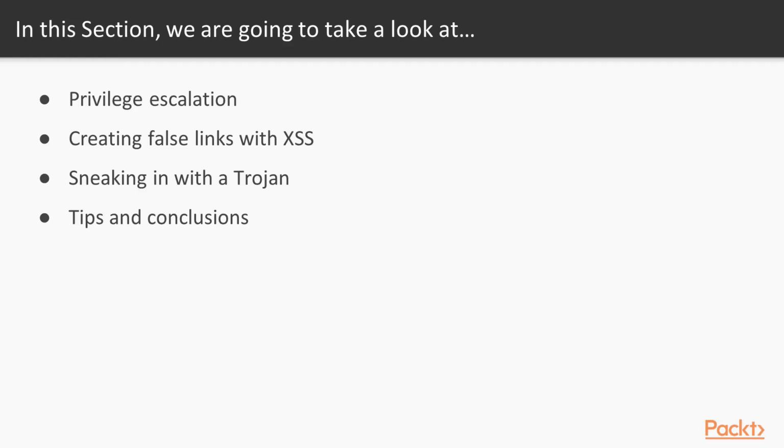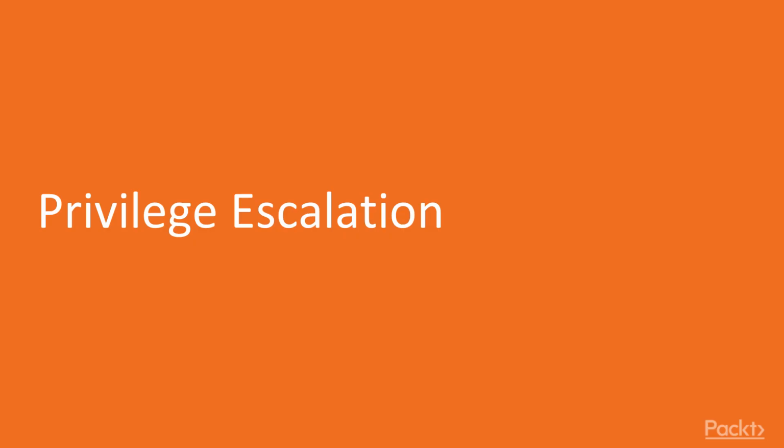In this section, we're going to have a look at privilege escalation. We're going to create some false links with XSS. We're going to sneak in with a Trojan. And lastly, we're going to end up with some tips and conclusions. For video 1, let's have a look at privilege escalation.